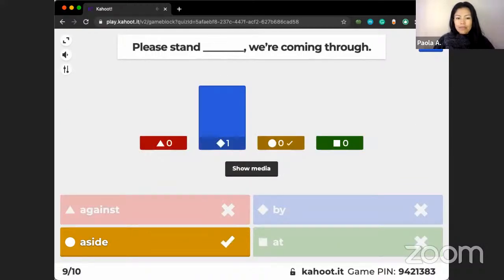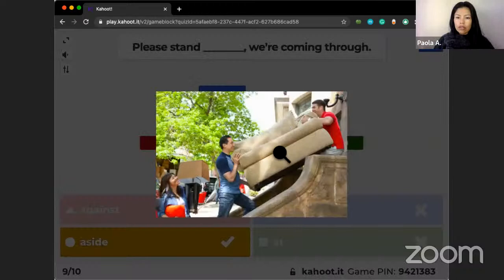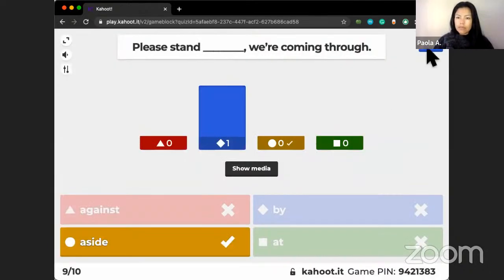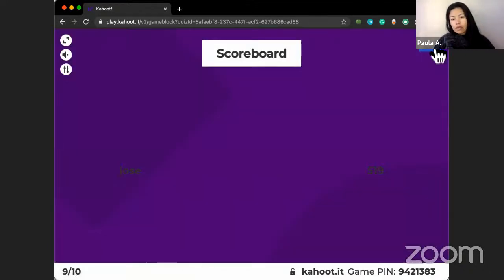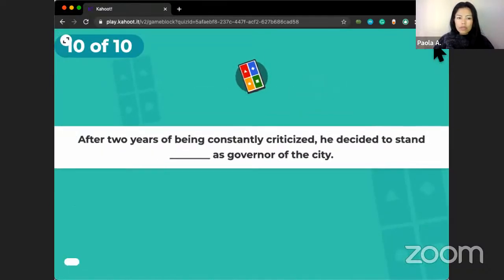All right. Stand aside, because they are holding a couch, right? So it's stand aside, like move. We're coming through, we need to pass this. So please stand aside. And I believe this is the last one. Yes.